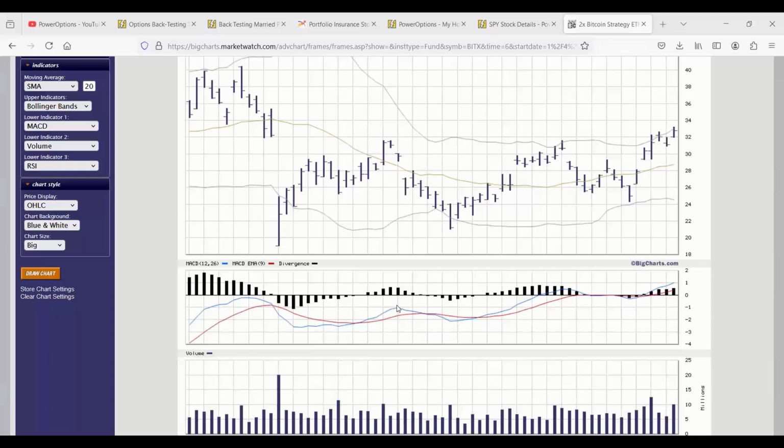Bitcoin is a different animal, like the VIX, right? It's based on a different underlying. So it's harder to say what I would have done following these techniques.